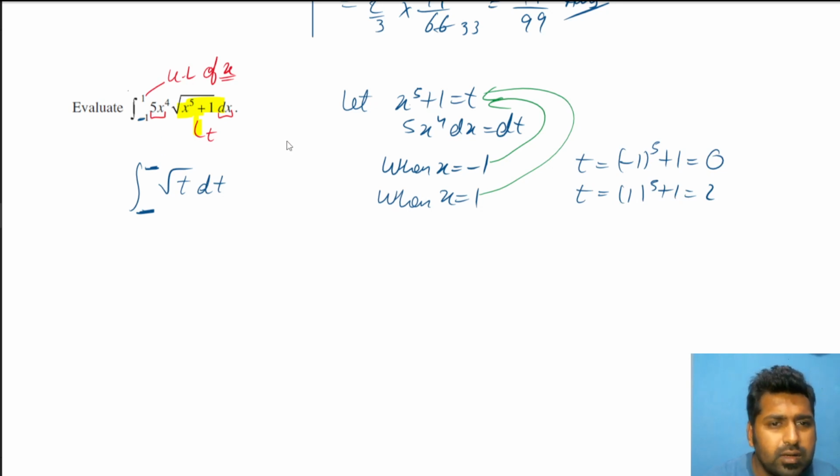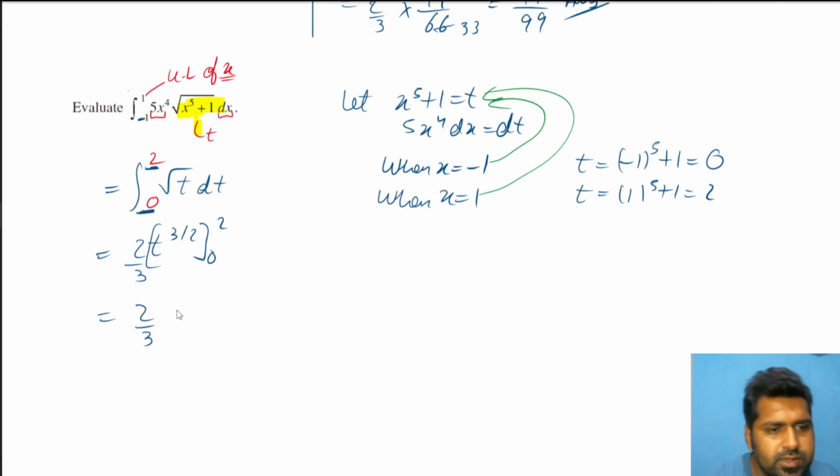That was for x, but now since x is being replaced by t, I want a new limit also, because I want to directly solve this in t. I don't want to go back to the x part, so I have to change the limit. So lower limit becomes 0, upper limit becomes 2. And now I don't have to get back to the question in form of x and then put the limits. Directly solve this. What is the integration of root t? That's t raised to power 3 by 2 into 2 by 3, and put the limits of 0 to 2 in this.